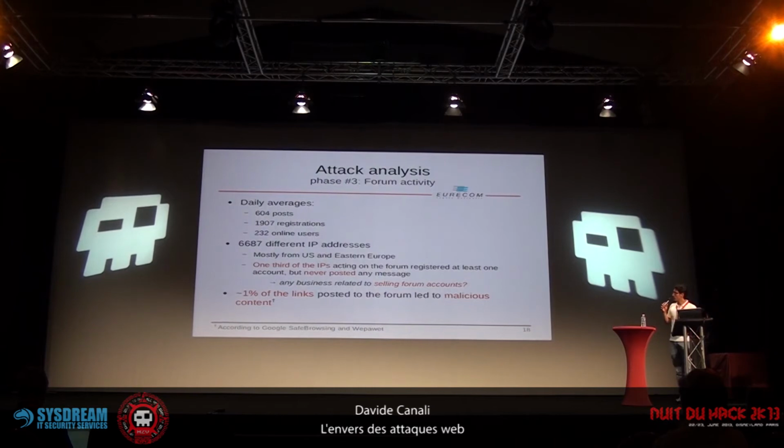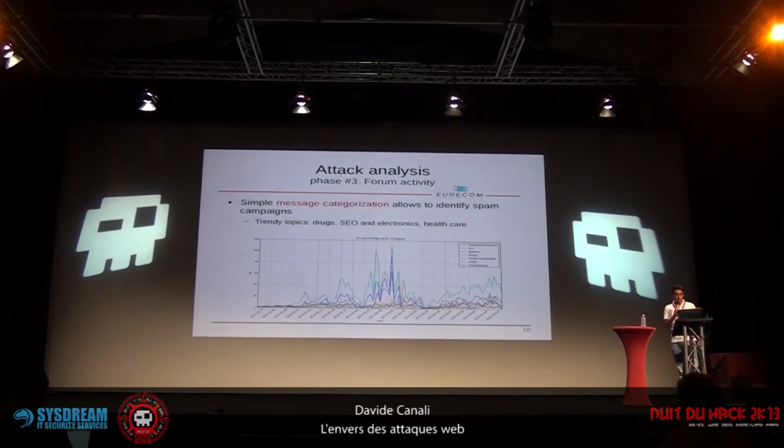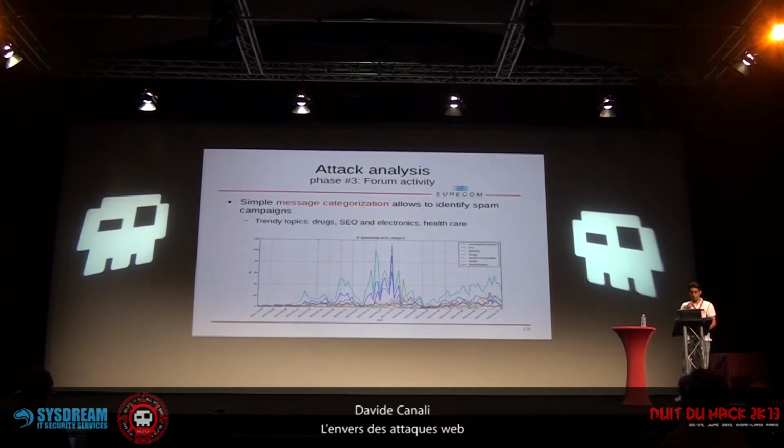Finally, we also identified some malicious content on the forum because we analyzed all the links posted in each forum thread, and about 1% of them led to malicious content at the time of analysis. We checked this using Google Safe Browsing and WebOS. We also did some simple keyword-based message categorization on the forum, and this allowed us to identify some spam campaigns. From the graph, the most trendy topic is related to drugs, so pharmaceutical ads. Then we also have SEO and electronics and so on.